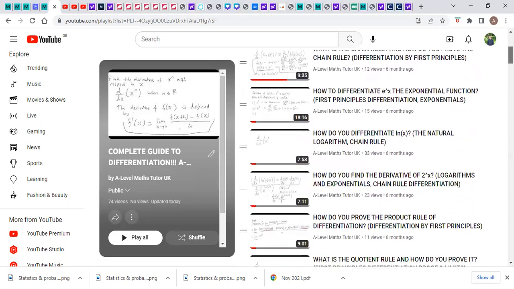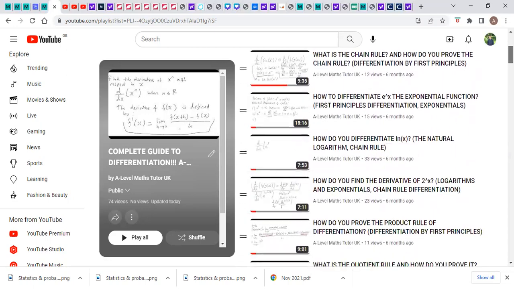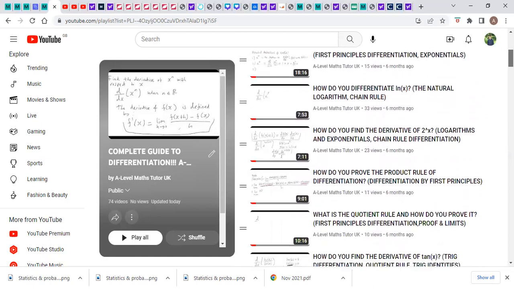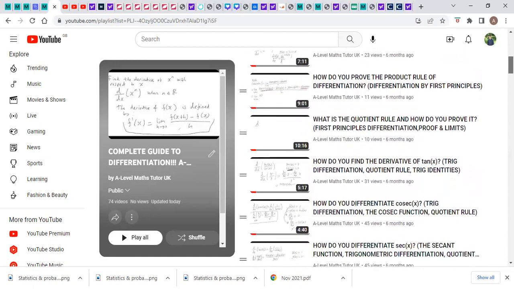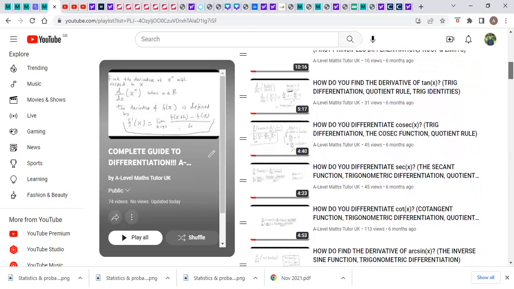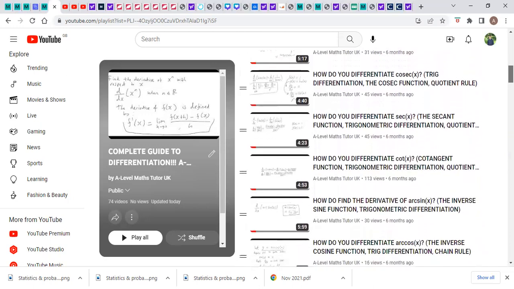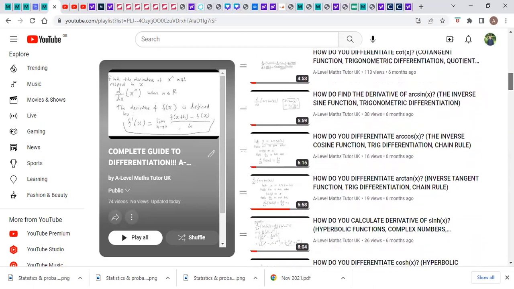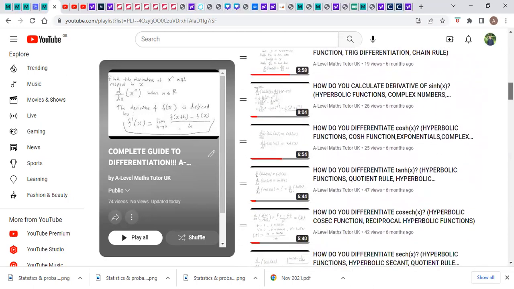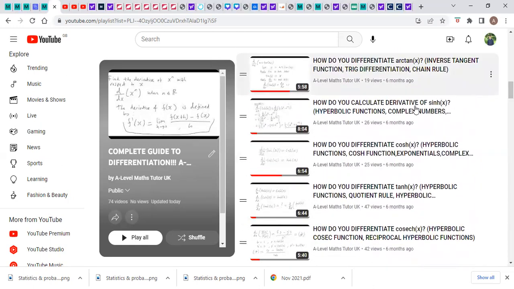We differentiate sine, cos. We prove the chain rule. Differentiate e. We differentiate ln. 2 to the power of x, prove the product rule, the quotient rule, as I just said, differentiating tan, cosec, sec, cot, arcsin, arccos, arctan, we differentiate those ones. So we differentiate these hyperbolic functions as well.